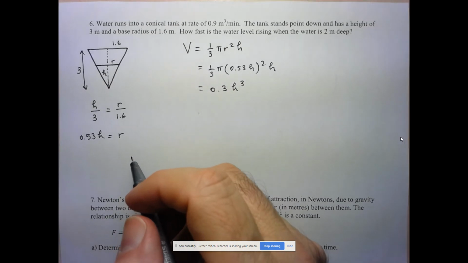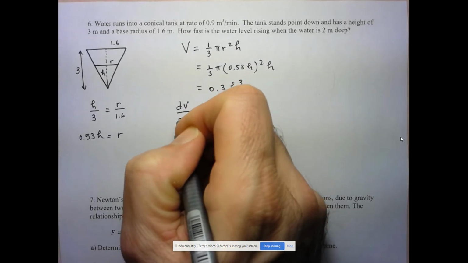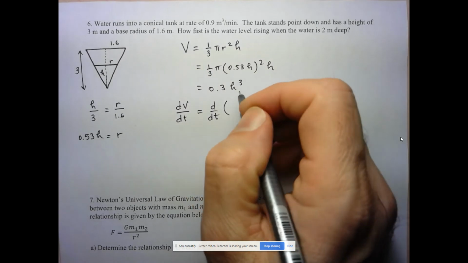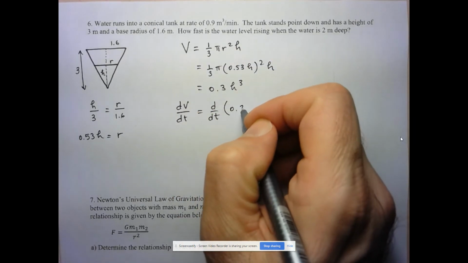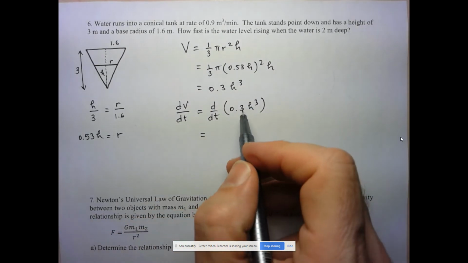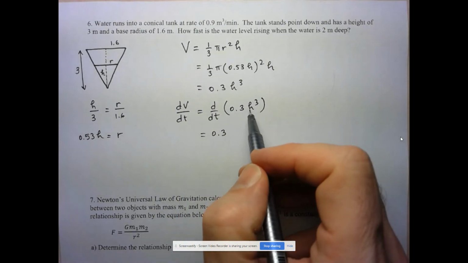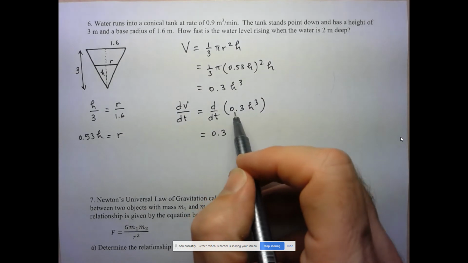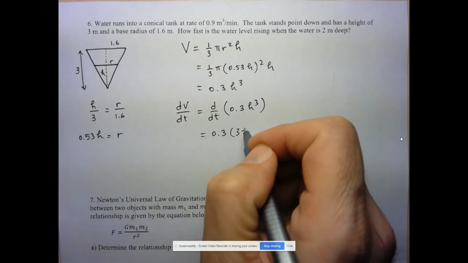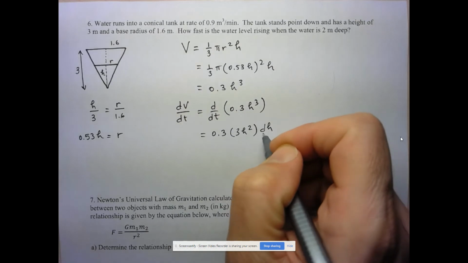But of course, I'm interested in the rate of change of height. So I'm going to take the derivative of both sides with respect to t. So dV/dt is equal to the derivative with respect to t of the right-hand side of the equation, which is just 0.3 h cubed. 0.3 is just a constant, and since h cubed is a composite function with respect to t, I have to use the chain rule. So first I take the derivative of the outside function, which is 3h squared, and then I multiply it by the derivative of the inside function, which is just dh/dt.